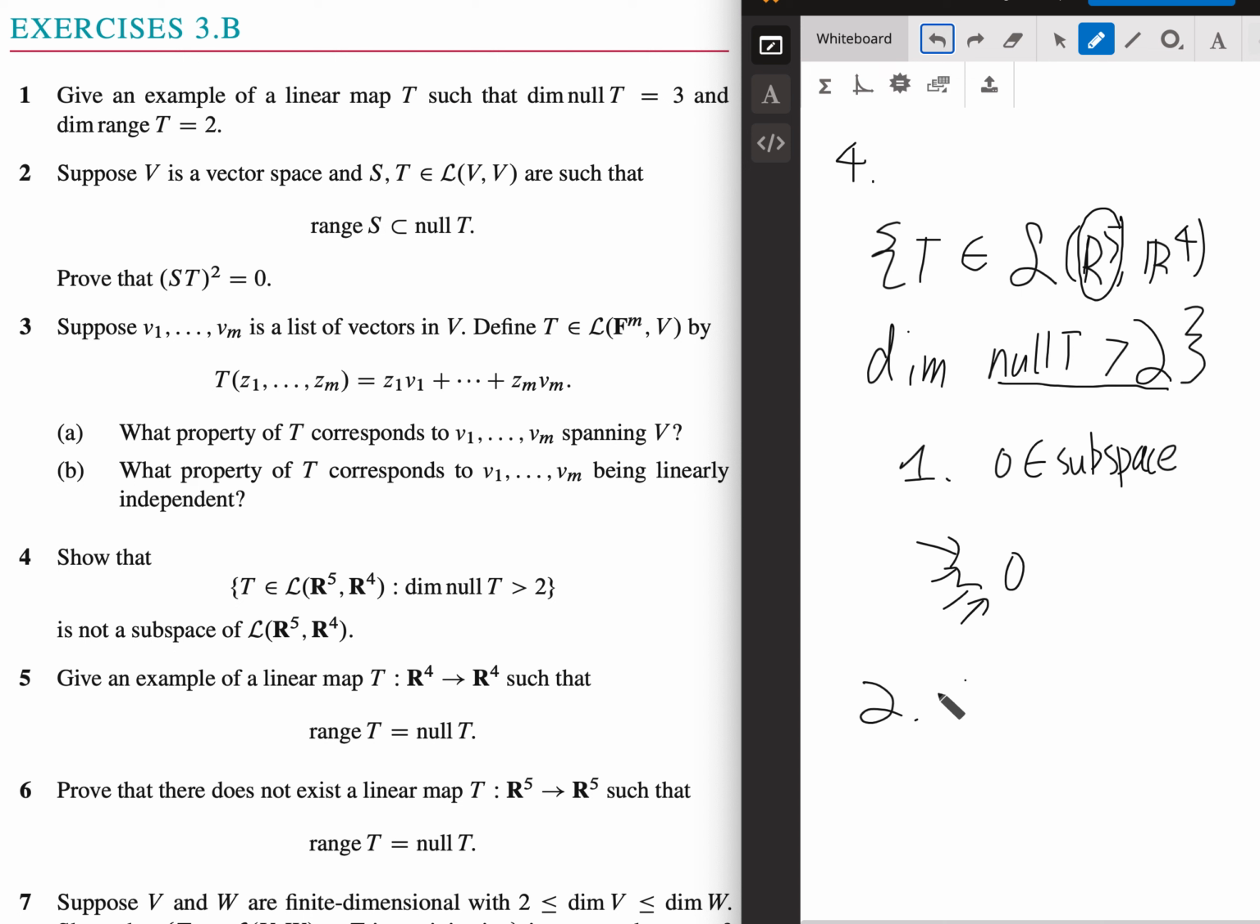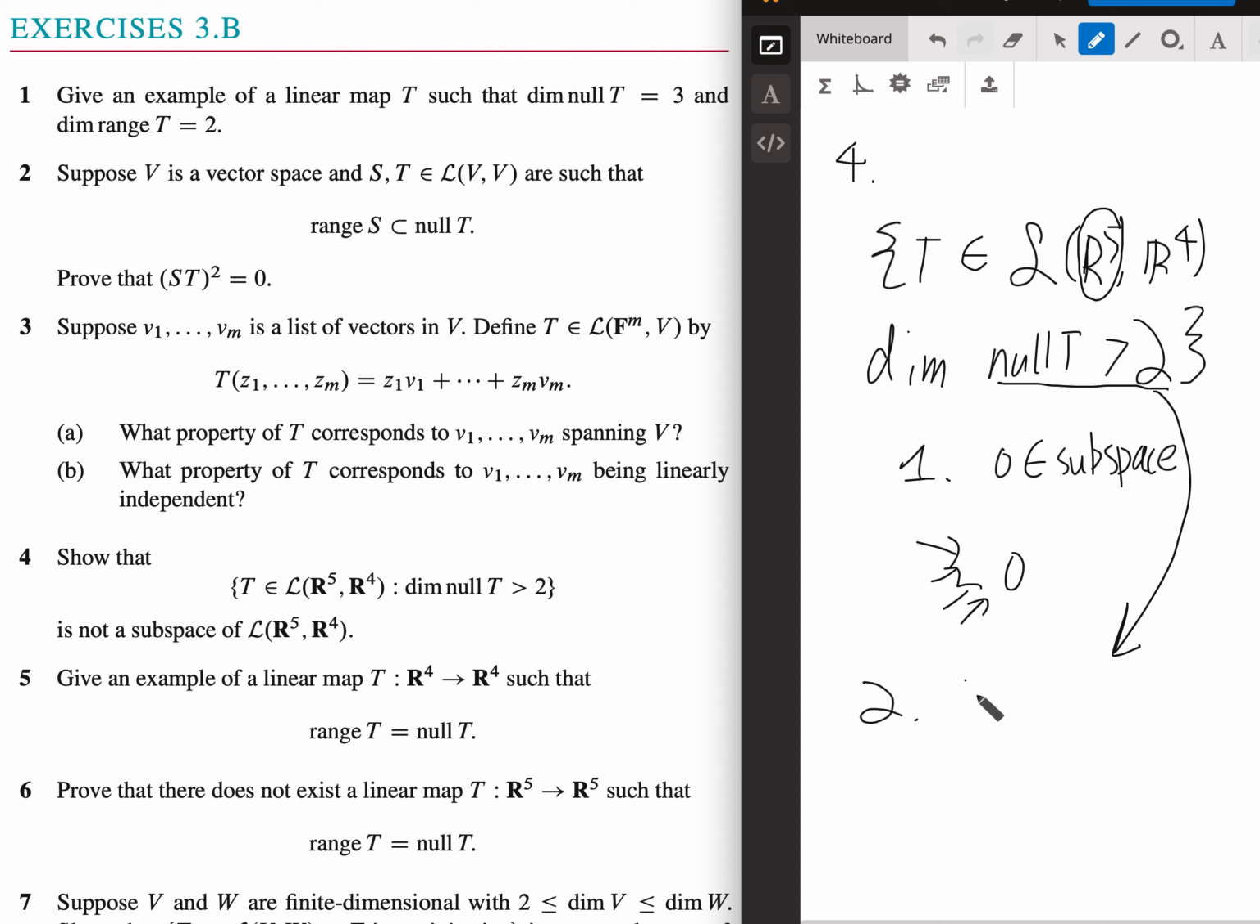So what you want is the additive closure. So you have a member of the linear map such that the null space is greater than 2, and you combine it with another linear map, something like that, then you get a third linear map, which also has a null space larger than dimension 2.